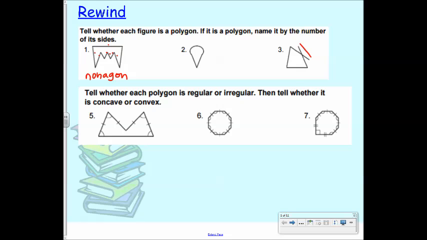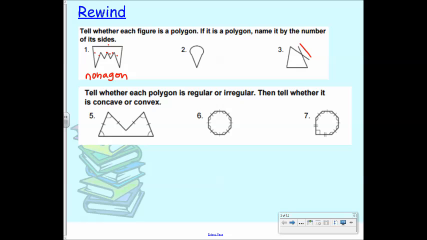So taking a look at number 6, we have a regular octagon because all the sides and all the angles are congruent. So that's a regular octagon. Numbers 5 and 7 do not have congruent sides and congruent angles, therefore it's not a regular polygon, though they are polygons because they're closed figures, two-dimensional, etc., all of those characteristics we talked about yesterday.